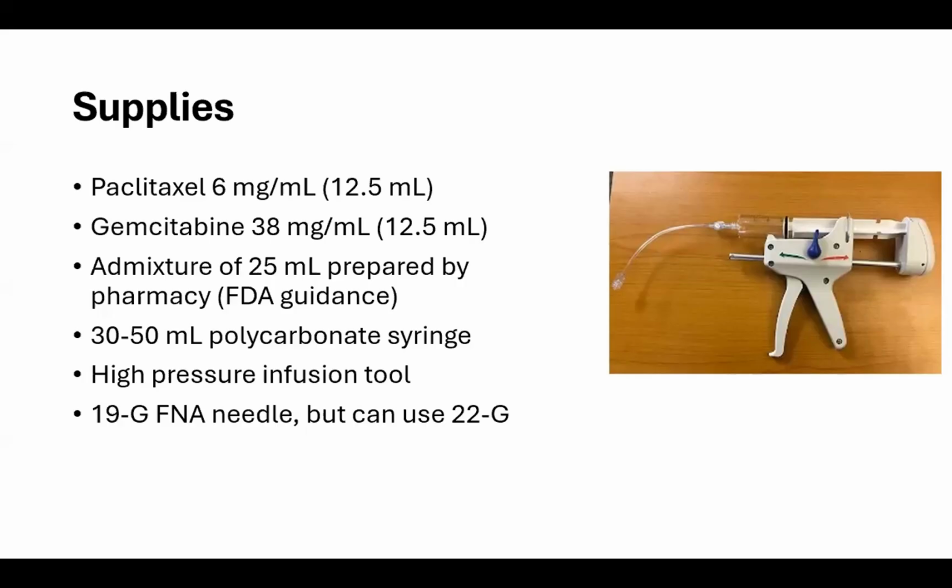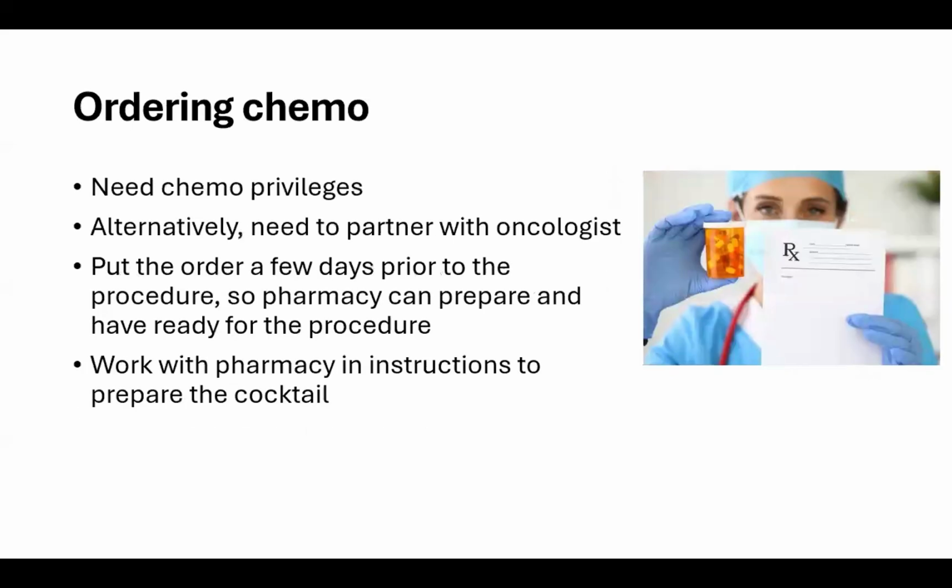And you want to use a 30 to 50 mL polycarbonate syringe because that allows the drug not to accumulate and to go easier. You want to have a high pressure infusion tool. This is the same that you use when you do dilation balloons. And it's preferable to use a 19-gauge needle because the drug will go easier into the cyst as compared to a 22-gauge needle. But you can use a 22 sometimes in the uncinate process or pancreatic head.